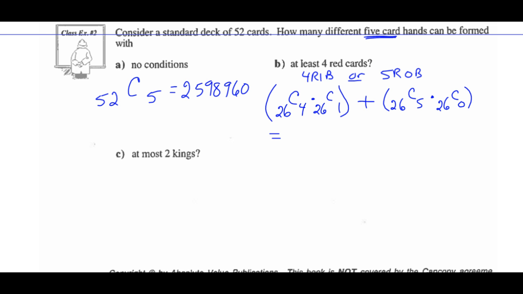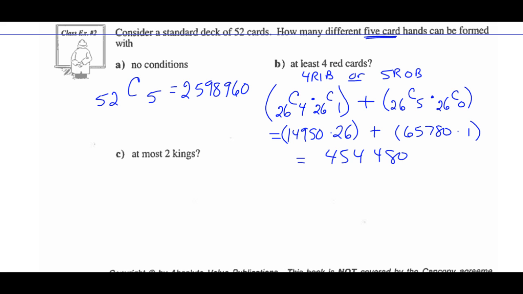So we now simplify. 26 choose 4 is 14,950. 26 choose 1 is 26. That satisfies the conditions. Or 26 choose 5, well, 65,780 times 26 choose 0 is 1. All right. So multiply that out and you add them together, we get 480 possible 5-card hands that have at least 4 red cards.